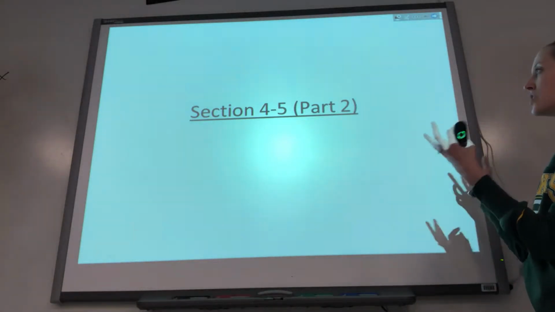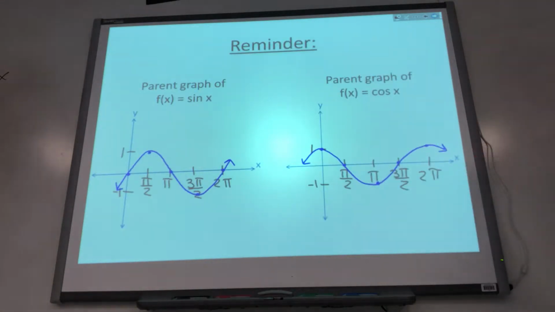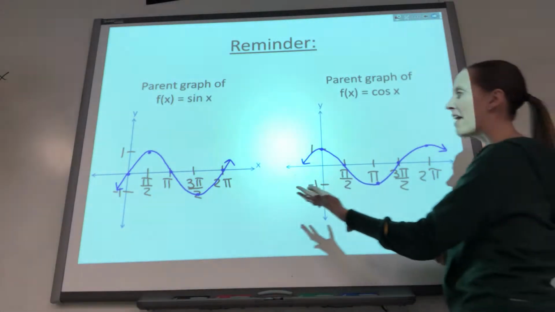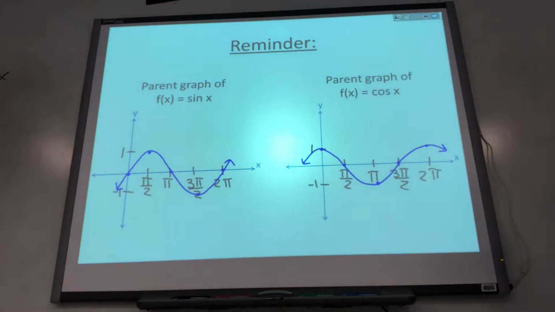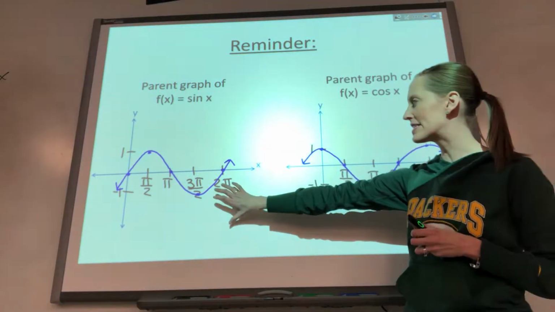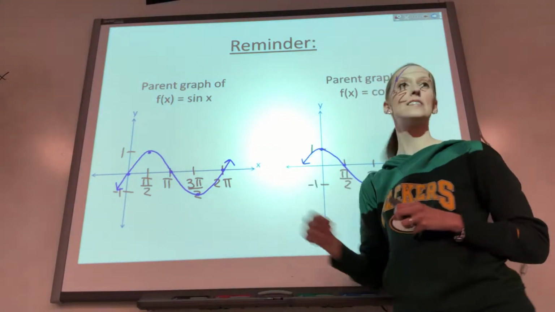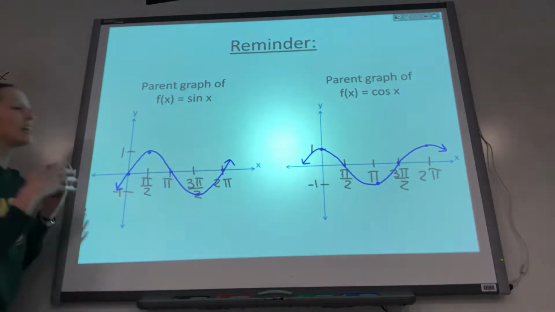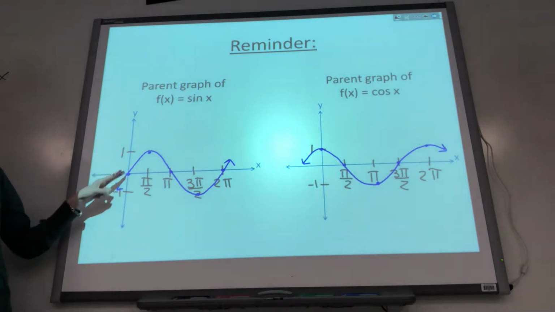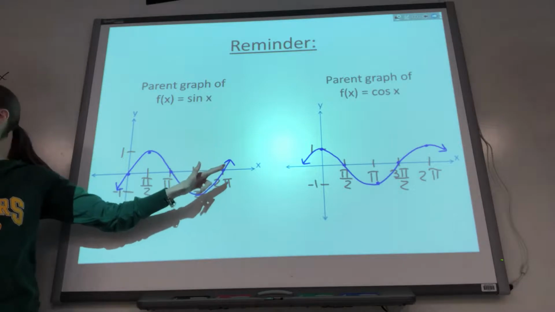So we're starting to do some different things. Before I get to the new stuff today, and you don't necessarily have to write this down because you should already have it in your notes, I want to remind you real quick what the sine graph looks like. This is once again the parent graph because it's just sine of x, nothing happening to the x. So in general, it starts at the origin, goes up first, and then back around.